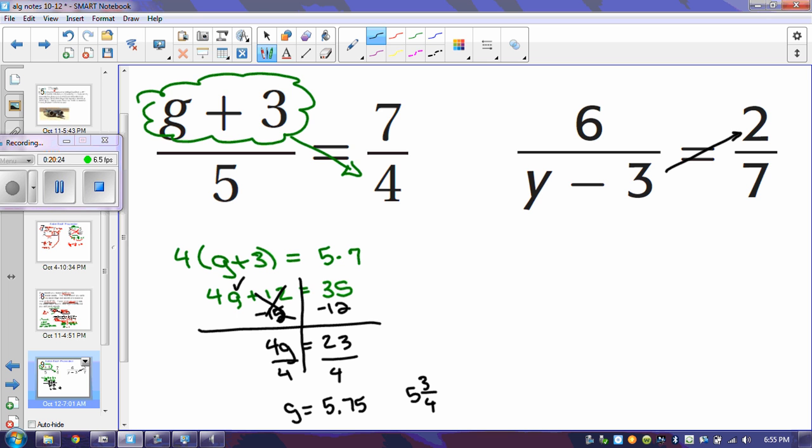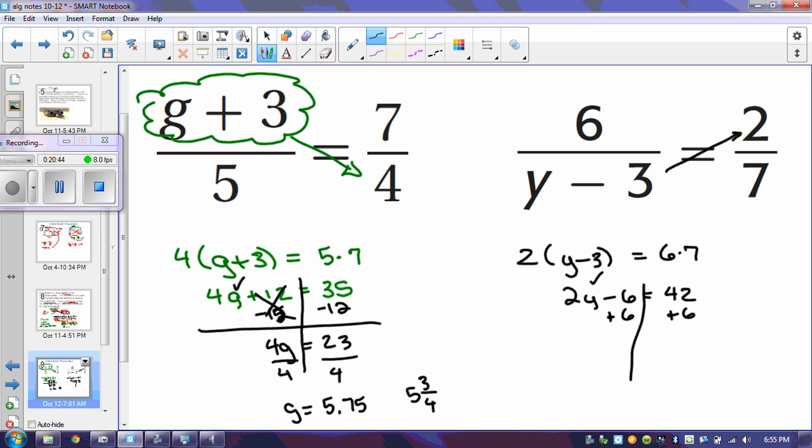Coming over to this one, same idea. I'm going to multiply across, making sure that the 2 gets multiplied by the entire denominator of y minus 3, and going the other way, that I get 6 times 7. So I have 2y minus 6 equals 42. And then again, solving, my variables only on the left, so I want to get my constants only on the right. Gets me 2y equals 48, and dividing both sides by 2 gets me a y value of 24.